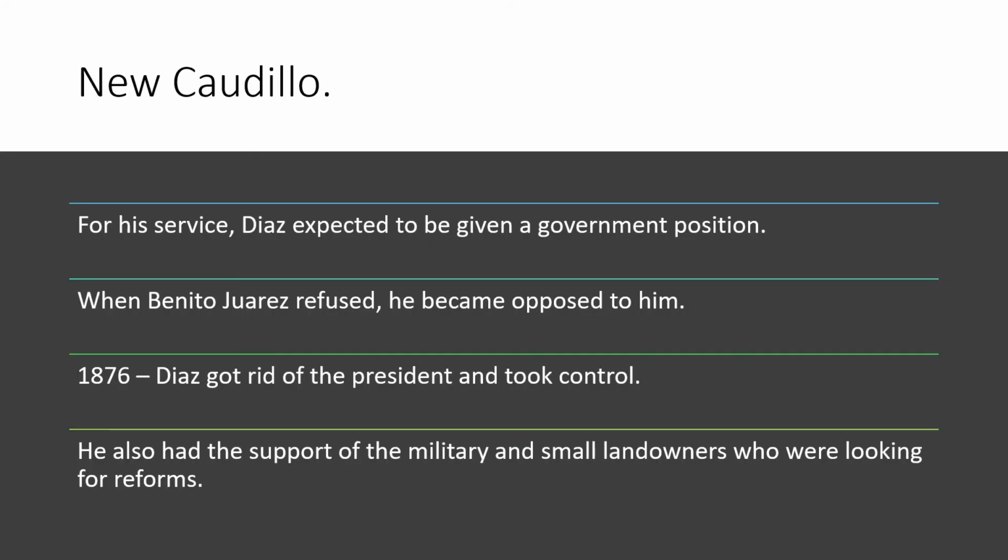Now, for his service, Diaz had been expected to be given a government position by Juarez, but when Juarez refused this, he became opposed to him. So in 1876, Diaz got rid of the president and took control, and Diaz also has a lot of support from the military, obviously being a general, and he obviously has some support from small landowners who were looking for other reforms as well.